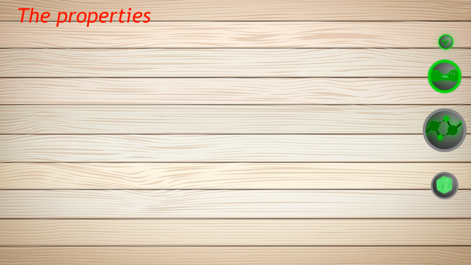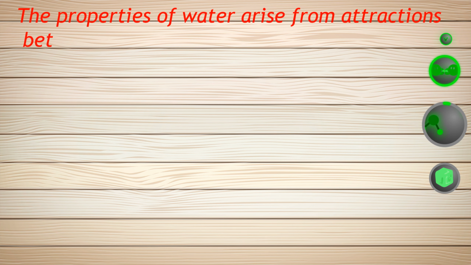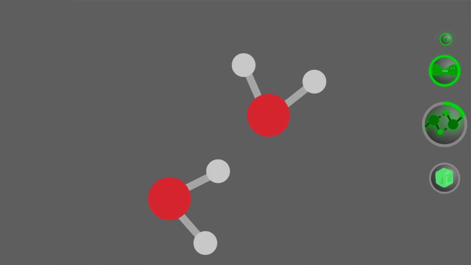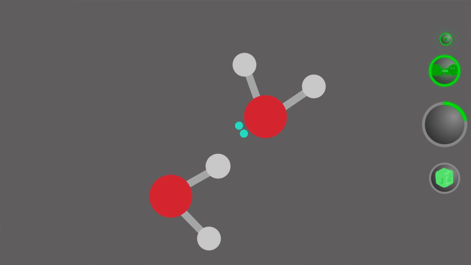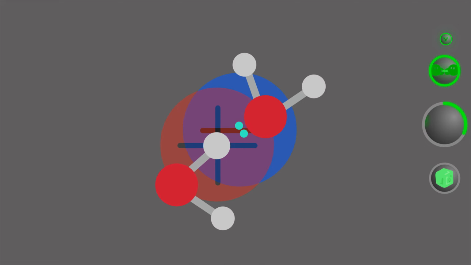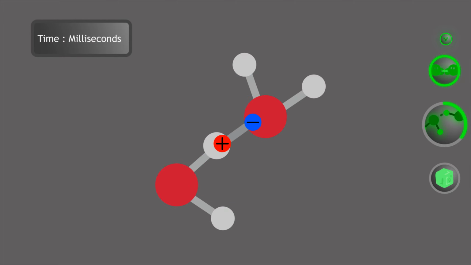The properties of water arise from attractions between oppositely charged atoms of different water molecules. To understand this, let's suppose there are two water molecules near each other. The partially positive hydrogen of one molecule is attracted to the partially negative oxygen of a nearby molecule. These attractions are called hydrogen bonds, and because they form and reform quickly, they are represented by dashed lines.